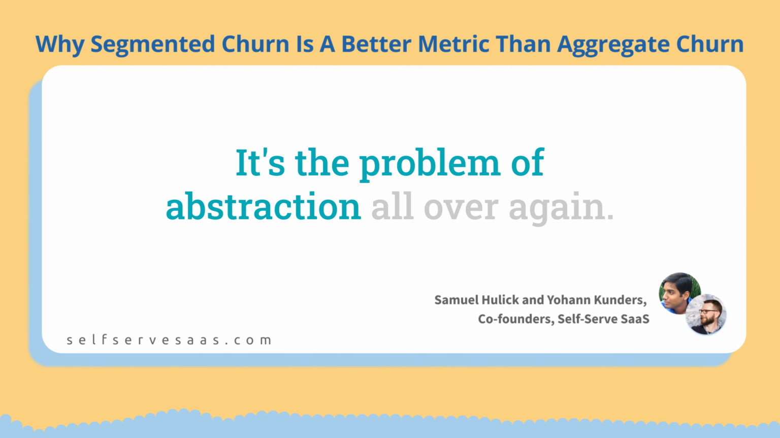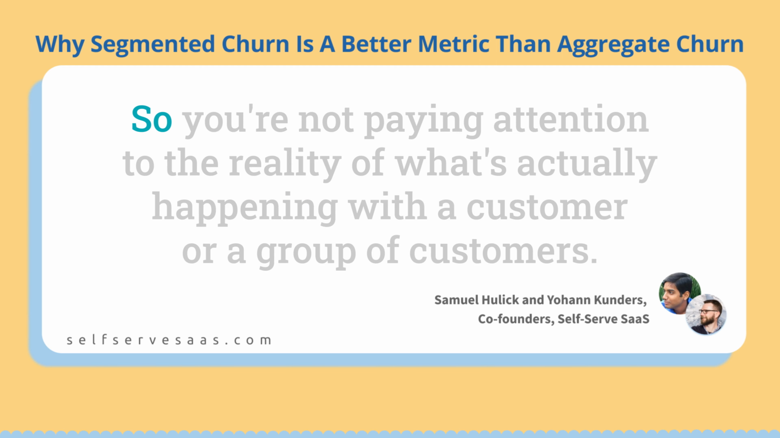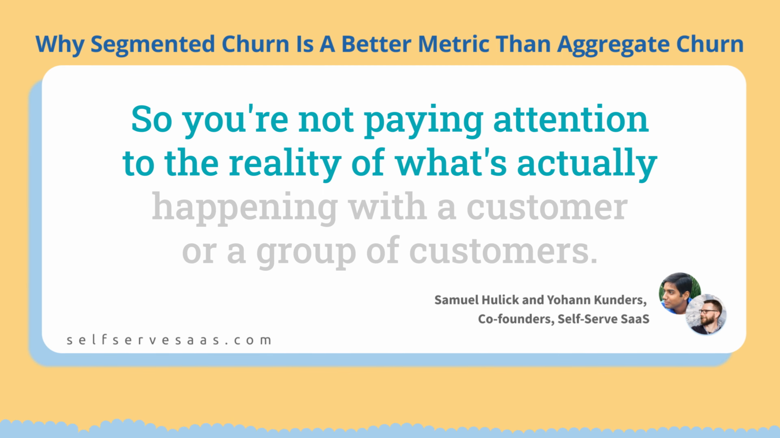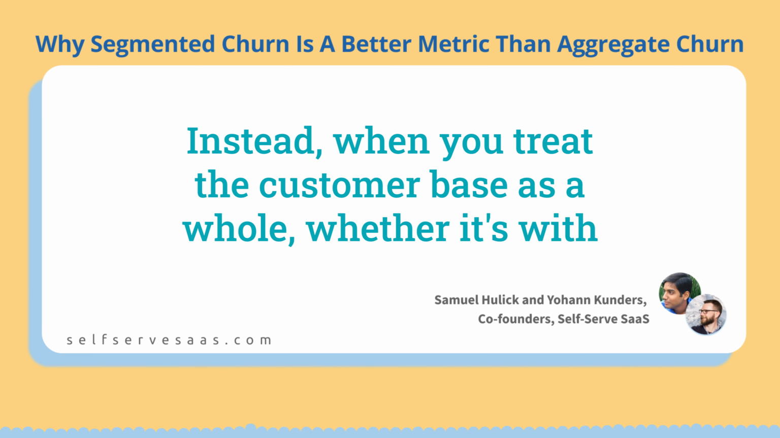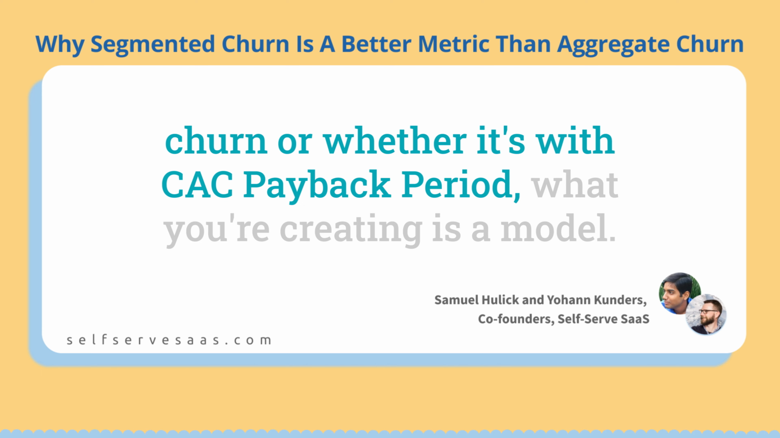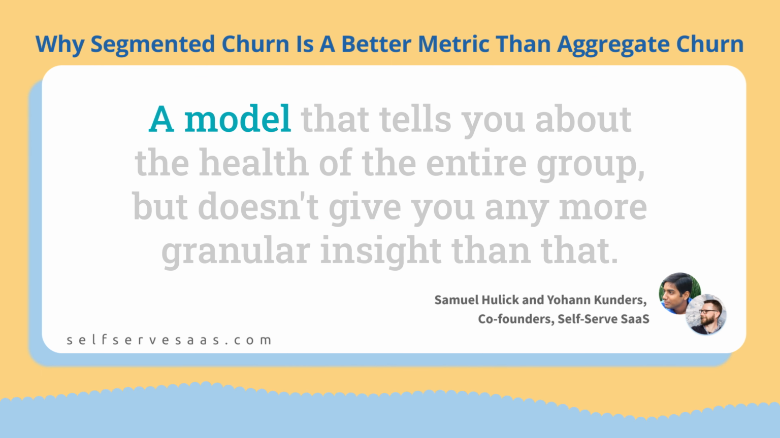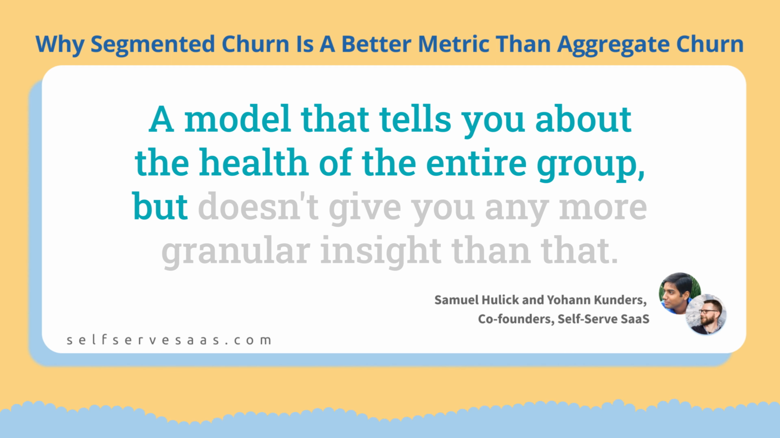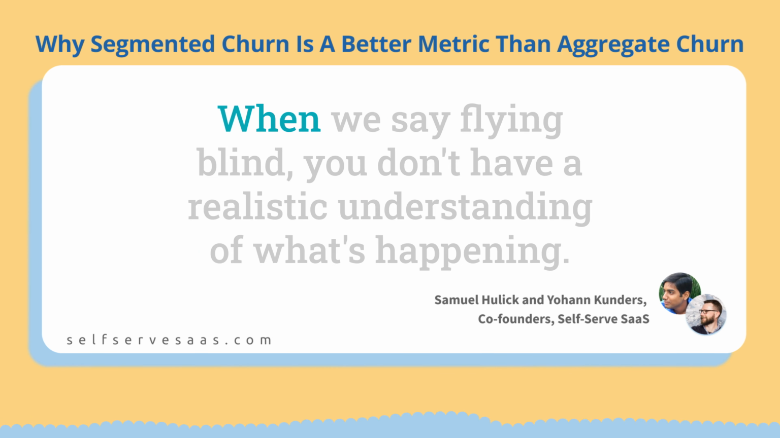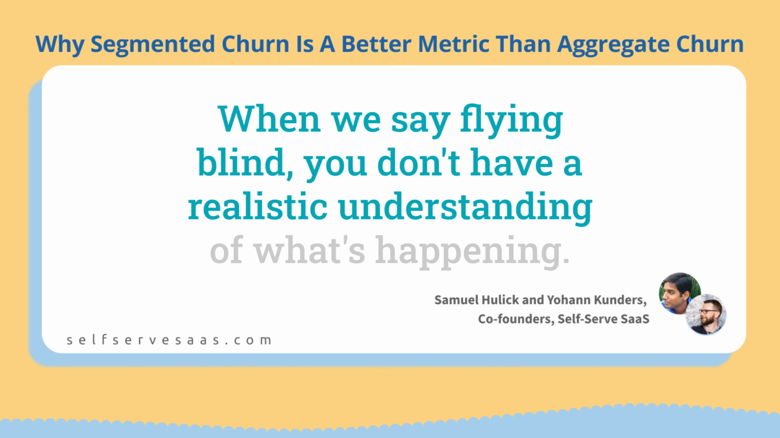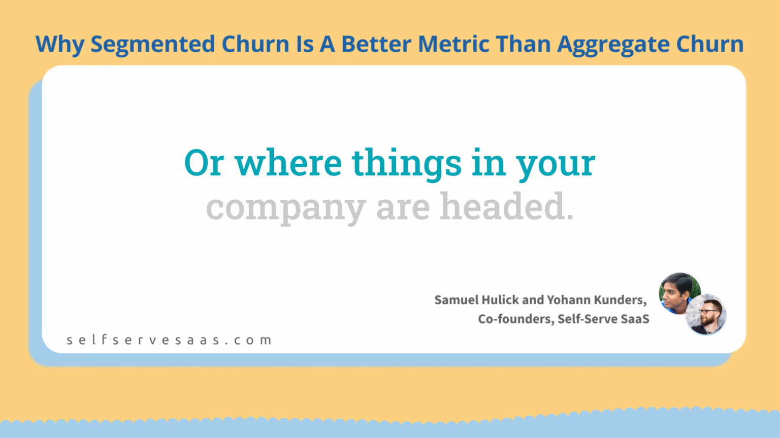It's the problem of abstraction all over again. So you're not paying attention to the reality of what's actually happening with a customer or a group of customers. Instead, when you treat the customer base as a whole, whether it's with churn or whether it's with CAC payback period, what you're creating is a model that tells you about the health of the entire group, but doesn't give you any more granular insight than that. And that's essentially what we mean when we say flying blind. You don't have a realistic understanding of what's happening or where things in your company are headed.